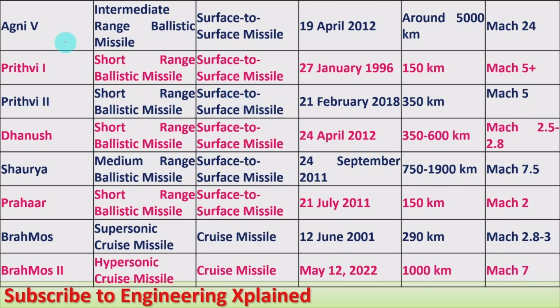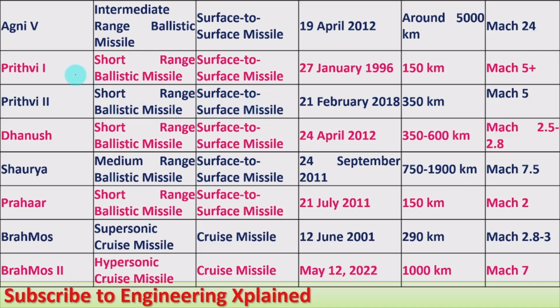Next, Agni 5 is an intermediate range ballistic missile and surface to surface missile it is, launched on 19th April 2012 and around 5000 km range. Mach 24 is its speed. You can see that the much higher speed is there for the Agni 5.